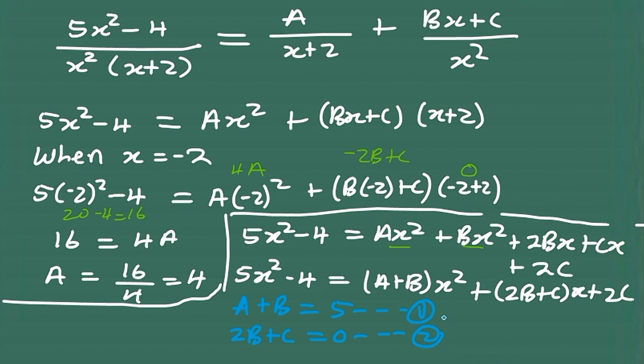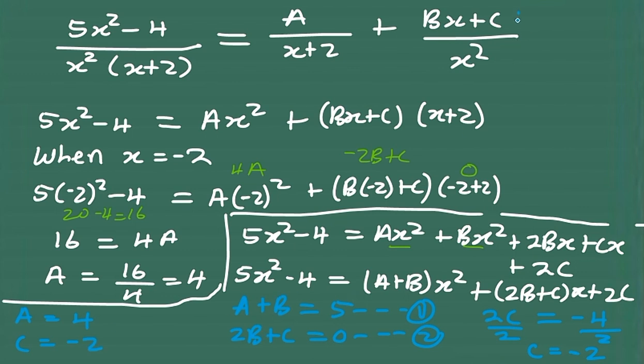Also we see that 2c will be equal to minus 4. So we can easily find the value of c by dividing through by 2. So this is going to be divided by 2, divided by 2. So the value of c here is minus 2. Alright, so we have found the value of a to be positive 4, and that of c to be minus 2.